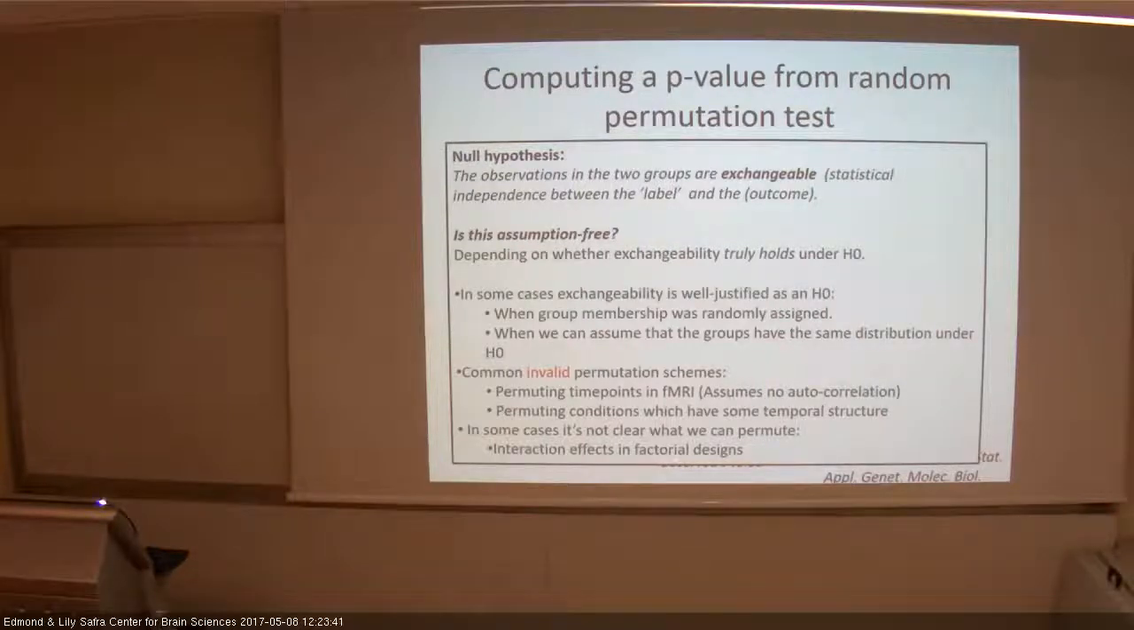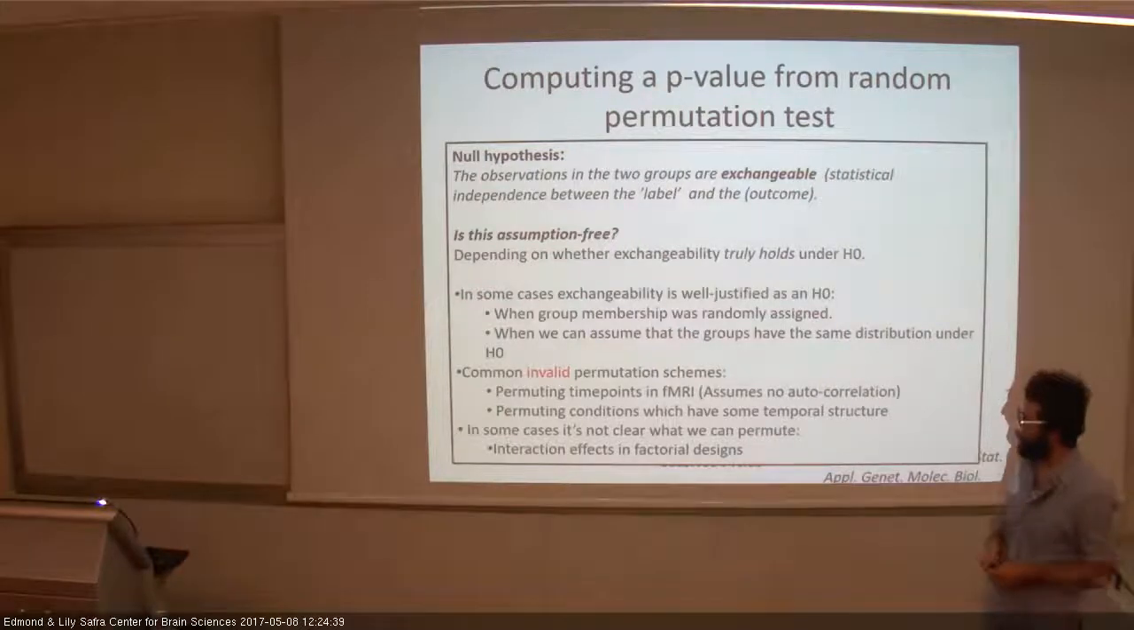Another example is permuting time points in fMRI. Someone might say, okay, I want to shuffle the time points and see whether the effect survives. But this would mean that you assume that there's no autocorrelation, no smoothness to the fMRI data over time, which is, of course, incorrect. So there are many ways of forming invalid permutation tests. And there are some cases in which we don't know how to formulate an exchangeability hypothesis. For example, the interaction effects in factorial designs, ANOVAs. There are a couple of permutation-based approaches to that, but it's not straightforward because there's no simple shuffling that you can do that will eliminate the interaction and leave the main effects intact.